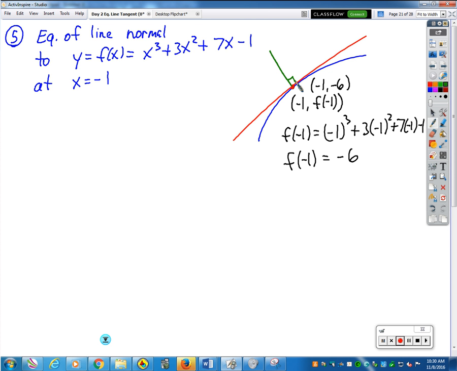The green is the normal line. So that's the normal, it is perpendicular. Normal means perpendicular to the tangent. The point is negative 1, negative 6. Good question, Jacob. So line normal means the perpendicular line to the tangent. Perfect. So really not a hard idea, just got to memorize the name.